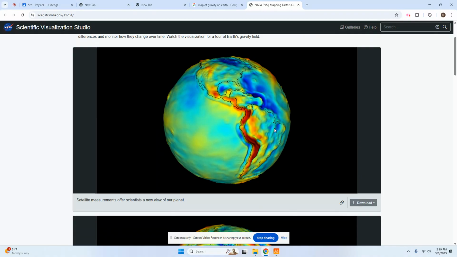So again, this map of the Earth is color-coded, and those color variations have to do with g anomalies. We say it's 9.8, but in reality it varies. You might notice some of those locations, the red versus the blue and things like that, but it is not a constant value. It's close to 9.8, but it does vary.